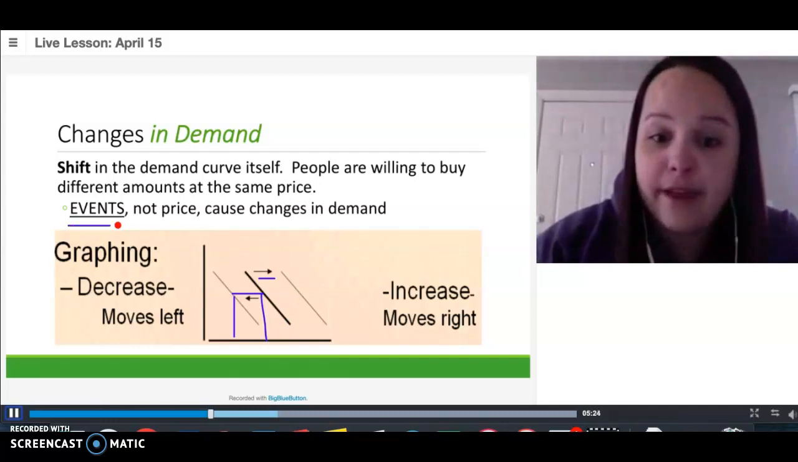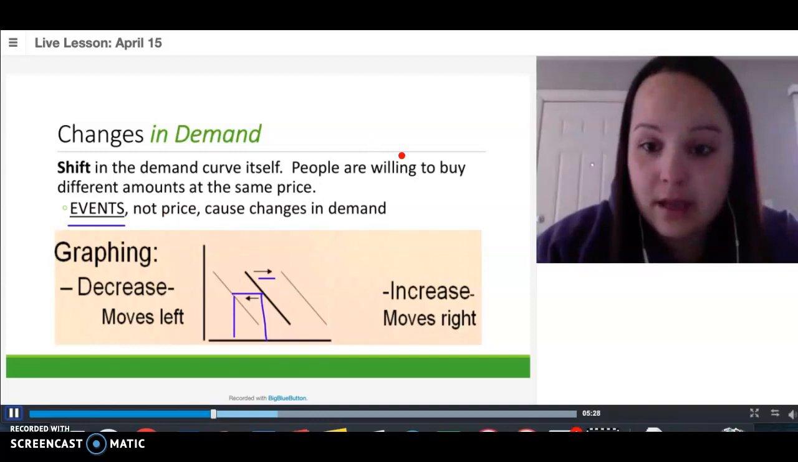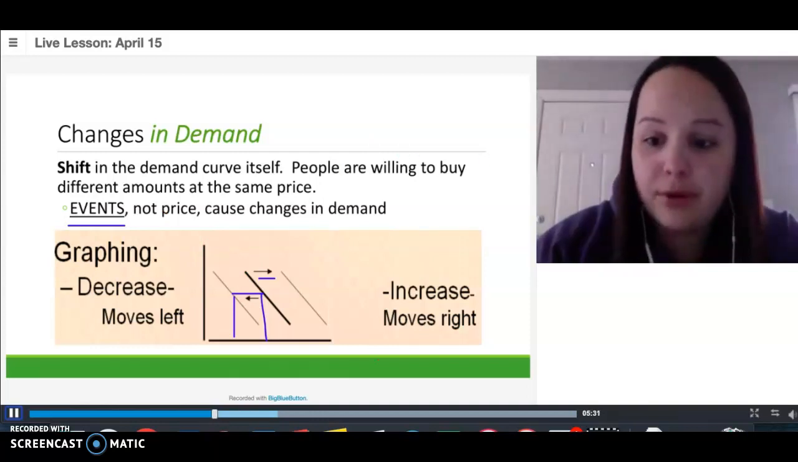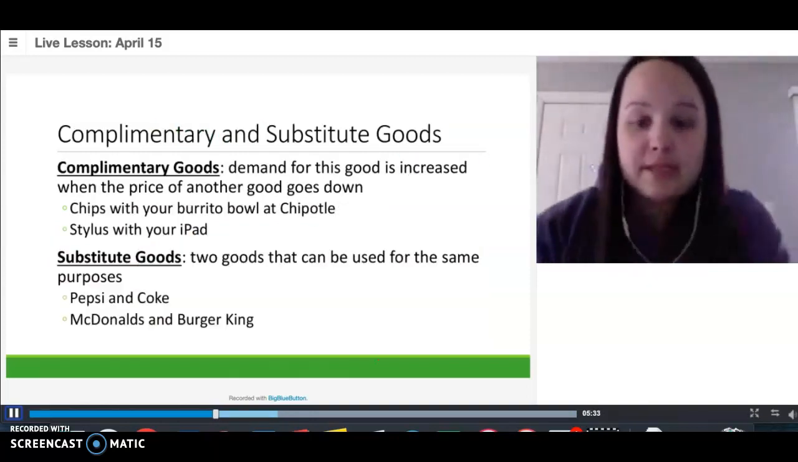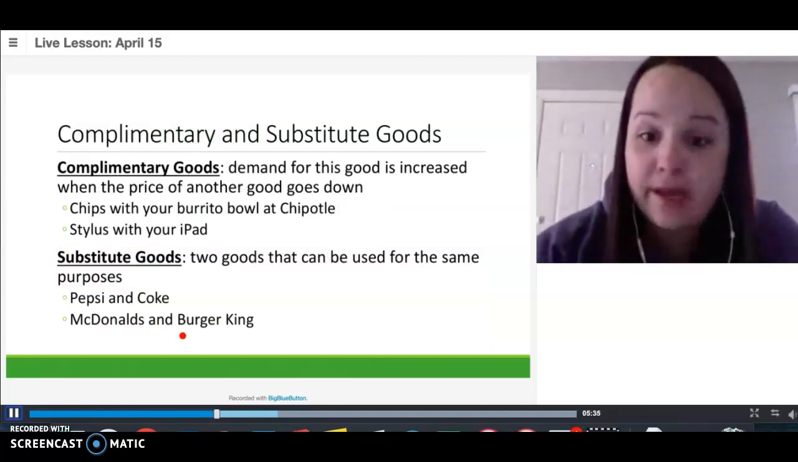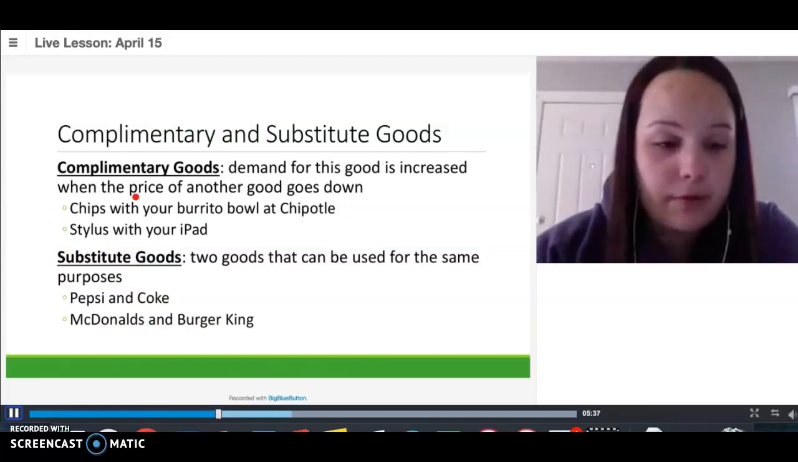And events, what we're going to focus on today, these are the only things that can cause a change in demand, not price. So before we get to the 5 events that can change demand, we need to first understand what a couple of different terms are.